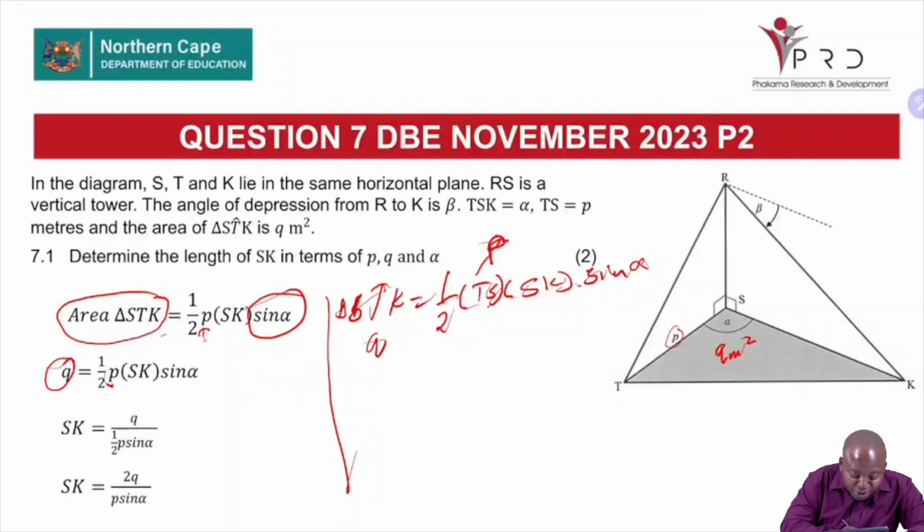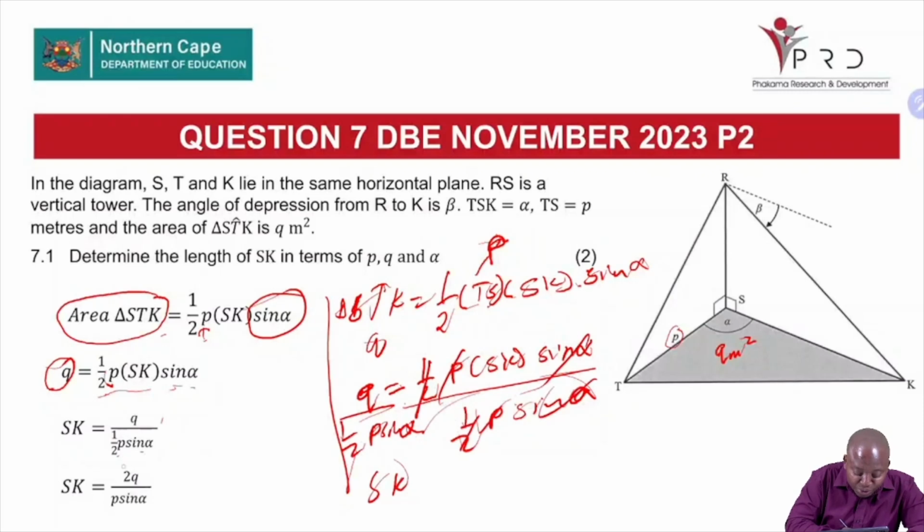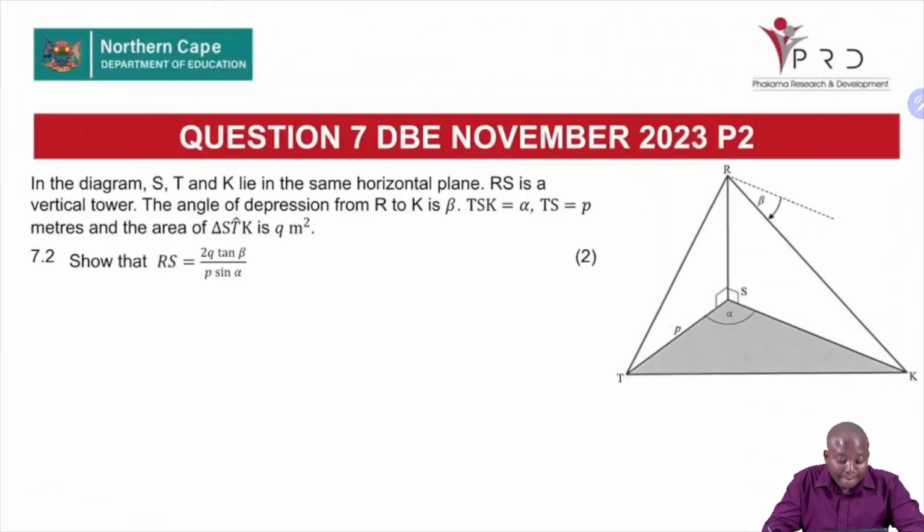Then we now solve for SK. We divide by 1 over 2 and by all of that. So that means we'll have Q is equal to 1 over 2 P into SK sine alpha. So we divide by 1 over 2 P sine alpha, then we do the same, so 1 over 2 P sine alpha. Then this cancels out, and SK is equal to Q over 1 over 2 P sine alpha. Then you just reciprocate this and you get 2 over that.